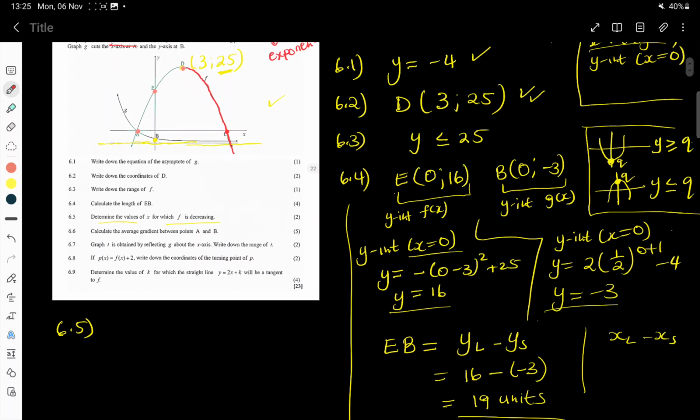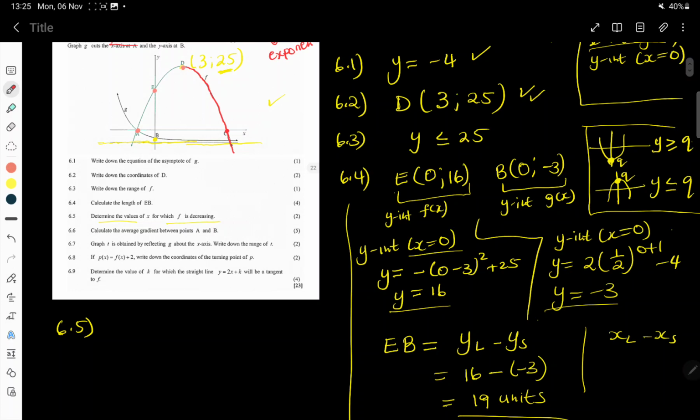So what does this tell you? It means x must be bigger or equal to what? To 3, to the x value of the turning point. So that is when your graph starts to decrease. Oh, I'm not supposed to use this inequality sign. x must be bigger than 3. After 3, that is when your graph starts decreasing. I hope it is clear.